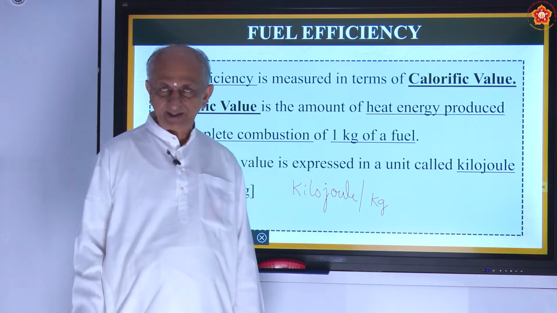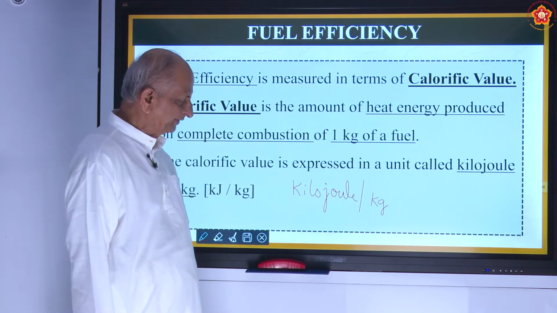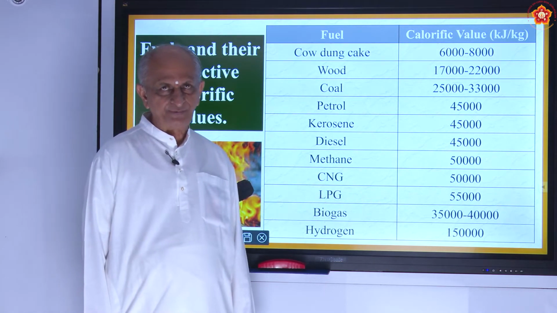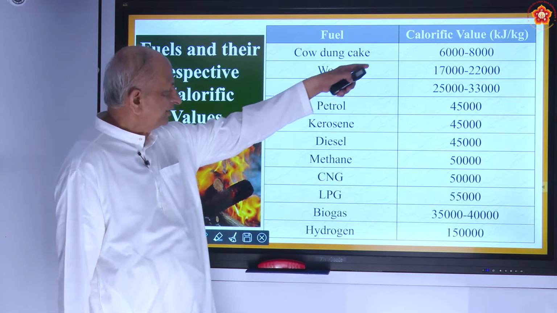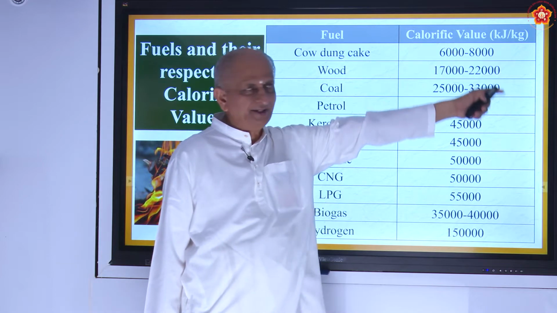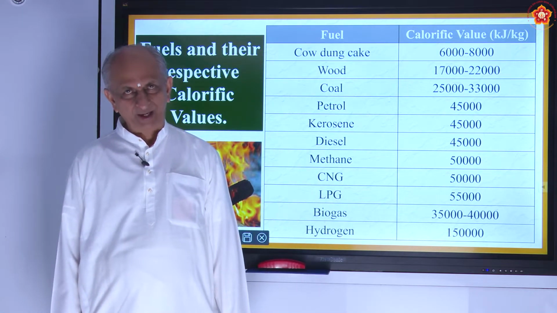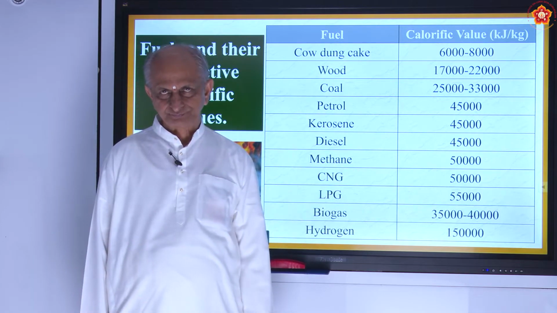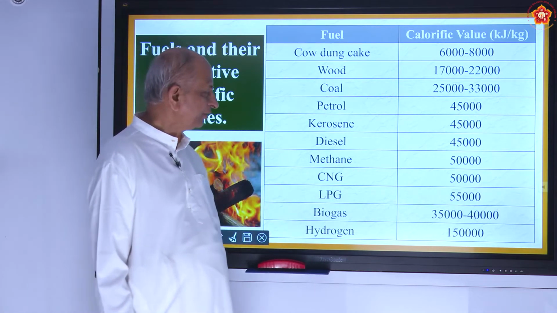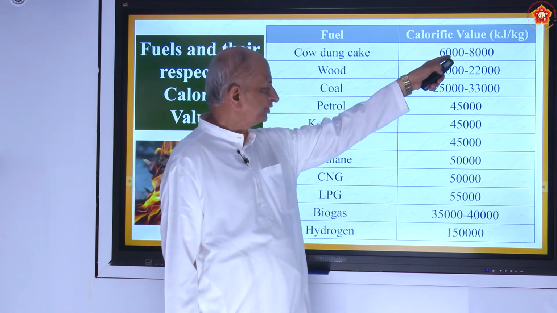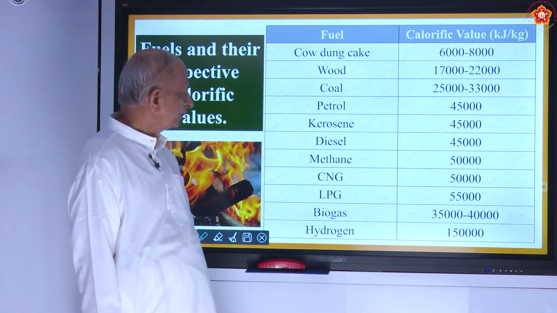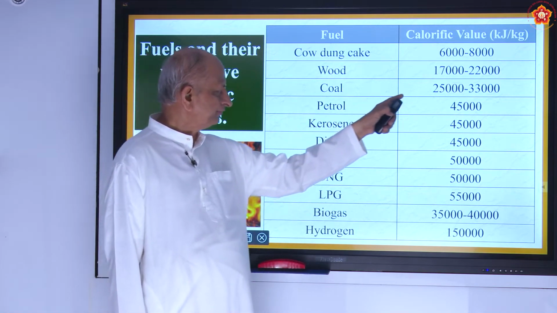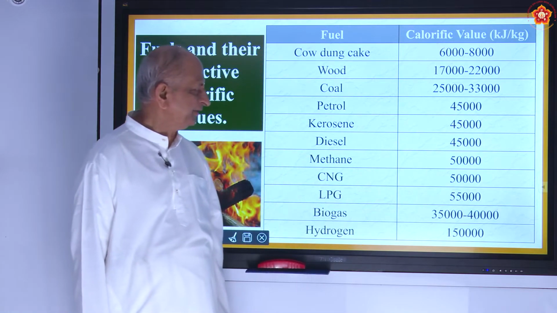Shall we see some of the calorific values of fuels? Okay, certainly we will see it. Here is the list of the calorific values of different fuels. You may note down. And the unit of measuring, please note it, is kJ per kg. Kg means kilogram. kJ means kilojoules. So cow dung cake, usually in the villages they use it. Its calorific value is 6,000 to 8,000 kilojoules per kg. Wood 17,000 to 22,000 kilojoules per kg. Coal 25,000 to 33,000 kilojoules per kg.